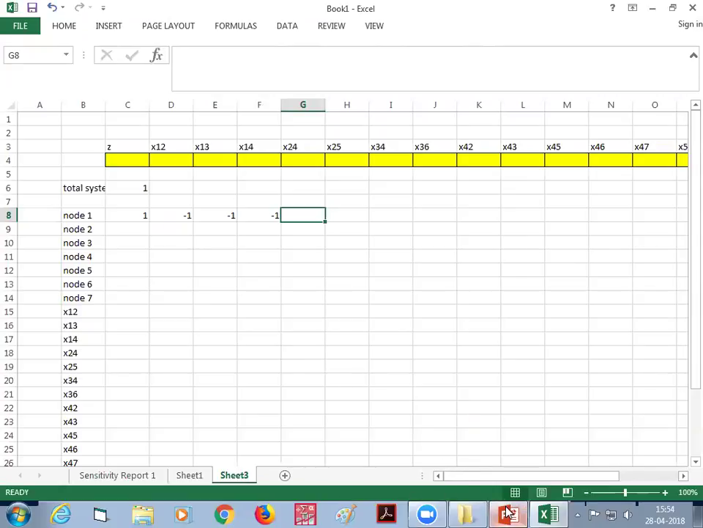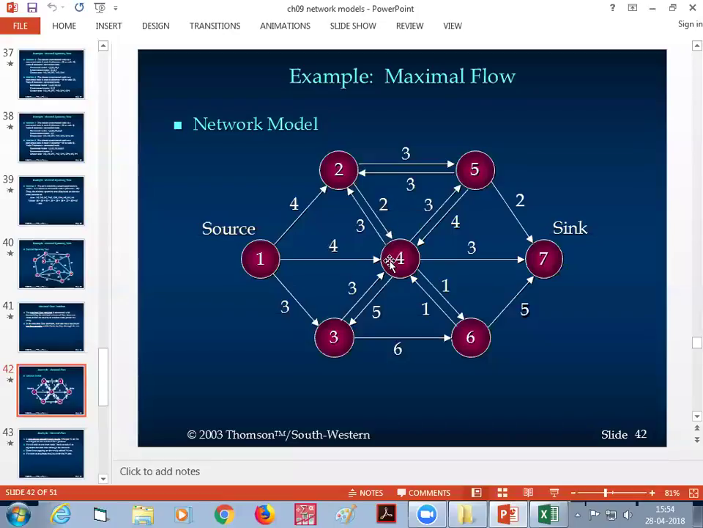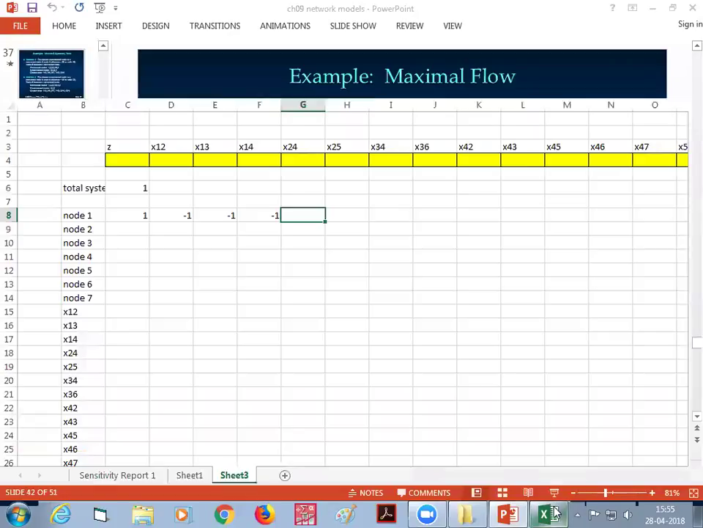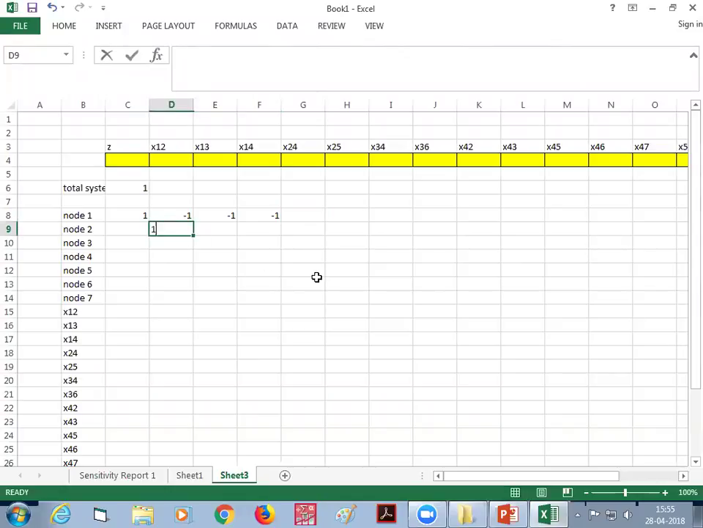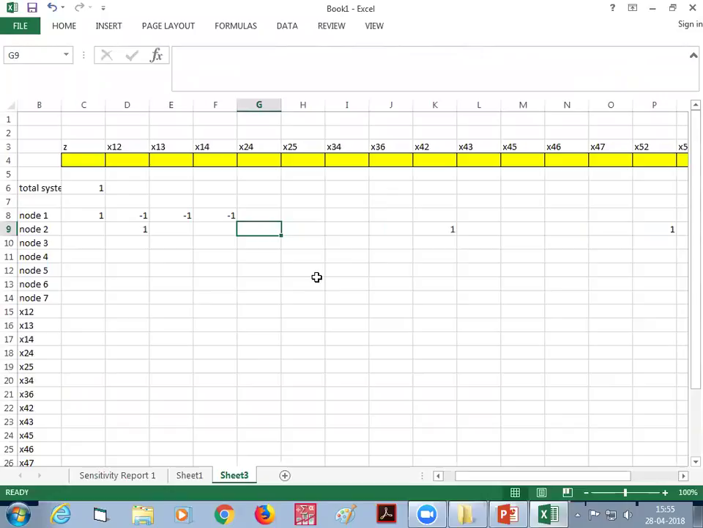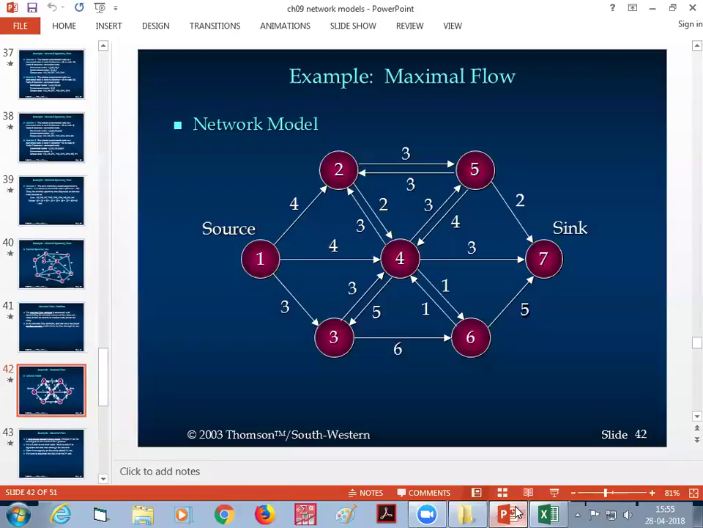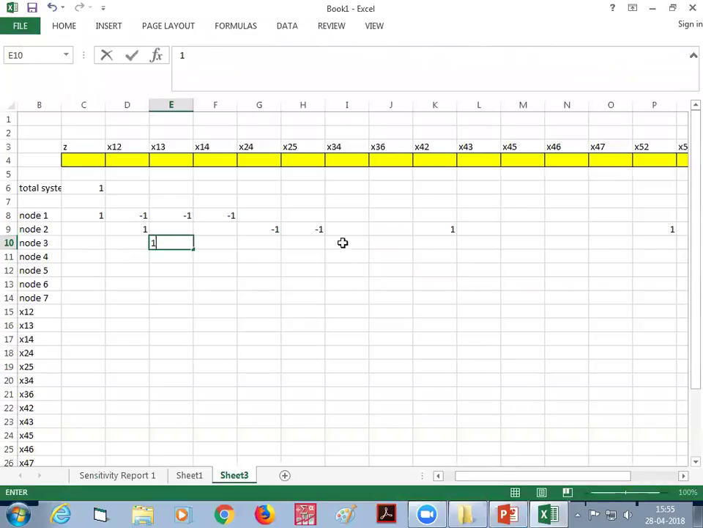Now at node 2, what is the inflow? Let's have a look. At node 2, inflow is x12, x42, x52. Outflow is x24 and x25. Now node 3. Let's look at the picture. Inflow is x13 and x43. Outflow is x34 and x35.